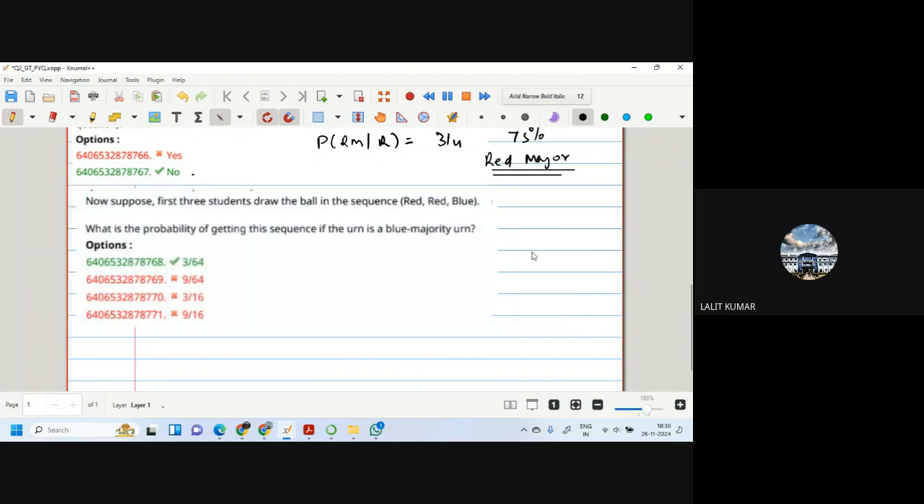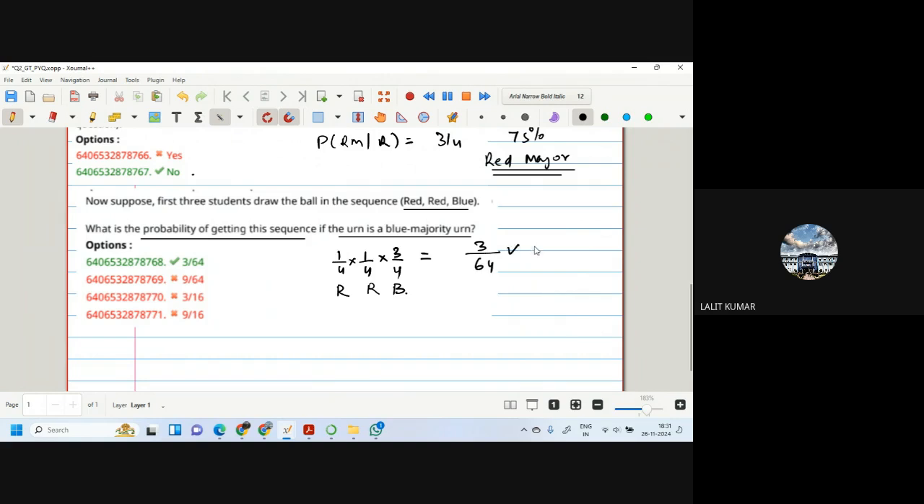Okay. So now, if we are getting red, red, blue, what is the probability of getting this sequence if the urn is blue majority? So blue majority will become 1 by 4 into 1 by 4 into 3 by 4. This is for red, this is for red, this is for blue. So this becomes 3 by 64.